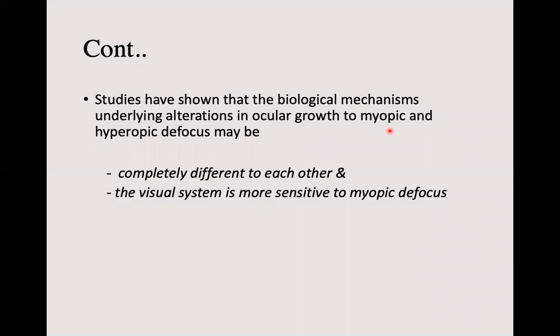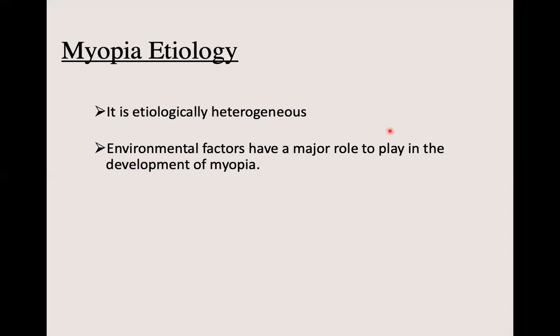And myopia etiology, what is the cause of myopia? Why does myopia occur? I'll be talking about this. Actually, it is etiologically heterogeneous. There is no concrete reason for the origin of myopia, isn't it? And for now, environmental factors have a major role to play in the development of myopia. A lot of studies have shown that environmental factors play a major role in the development of myopia.